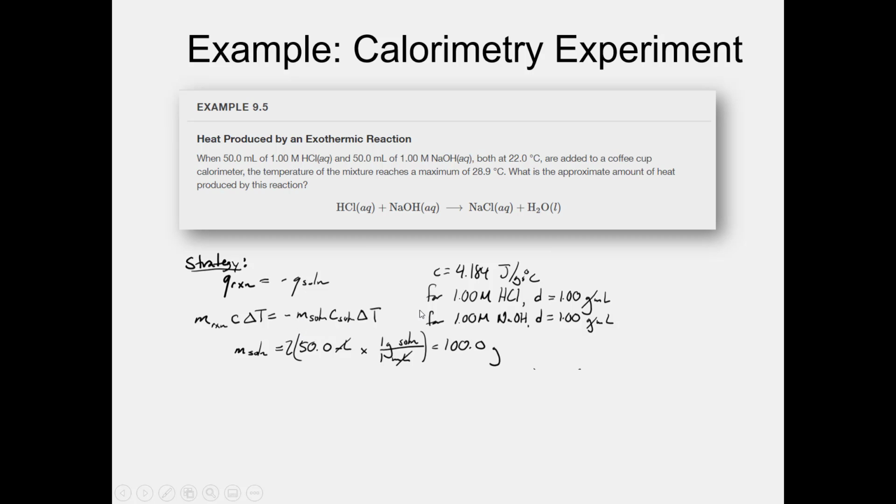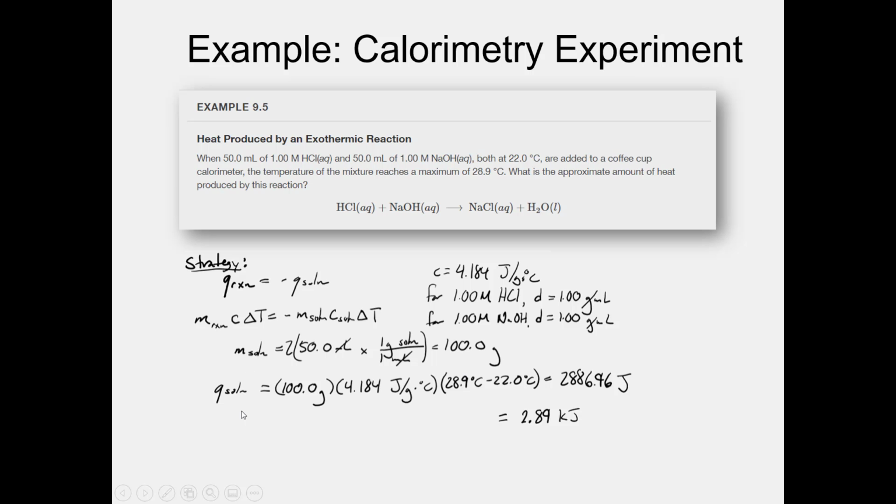The specific heat of the solution is going to be 4.184 joules per gram degree Celsius. And we need to know the temperature change. As ever, delta T, the temperature change, is the final temperature of the solution minus the initial temperature. 28.9 degrees Celsius is our final temperature, minus the initial temperature of 22.0 degrees Celsius, would give us our delta T.